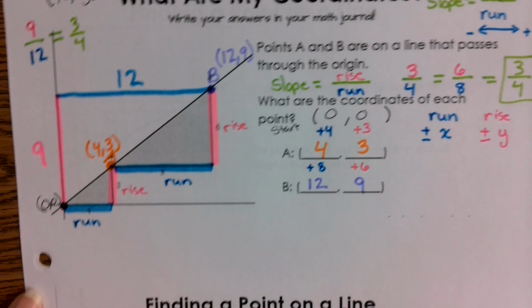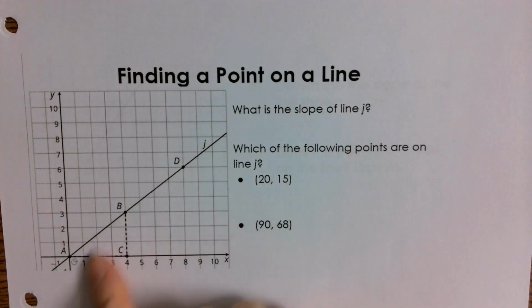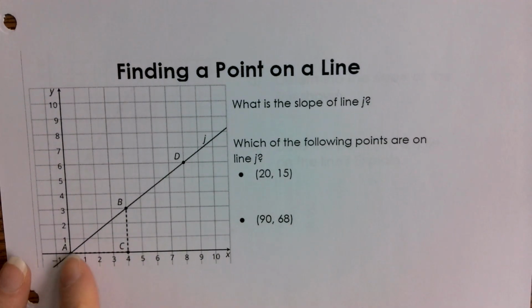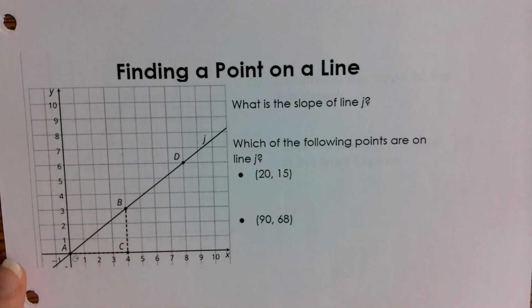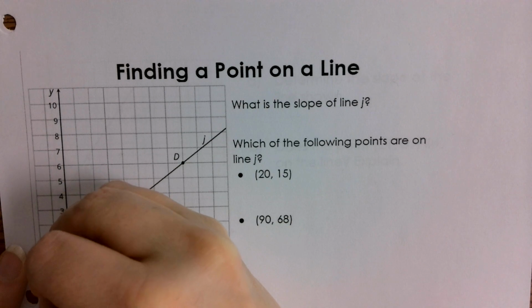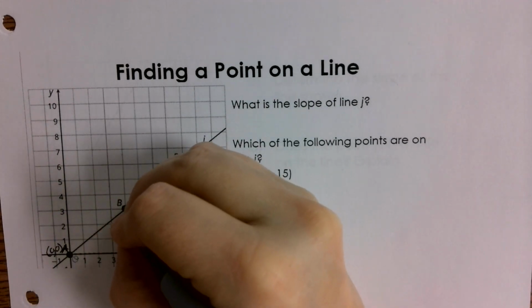So let's go ahead and take a look at the next one. So here, again, we want to find our slope first. Always start off by finding your slope. So they, again, started at the point 0, 0. Point A started at 0, 0. And then they're going on up to point B.